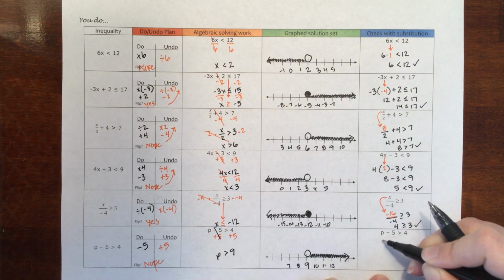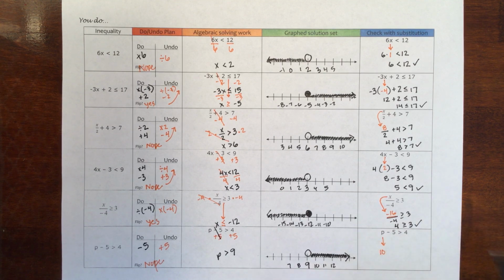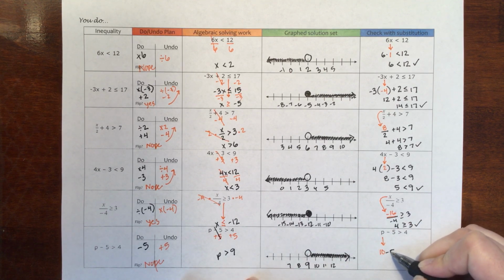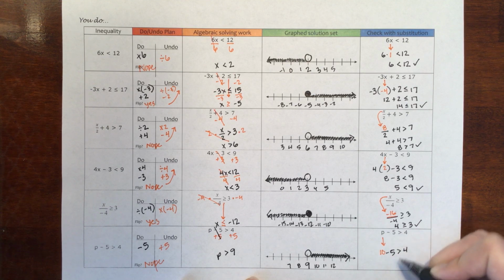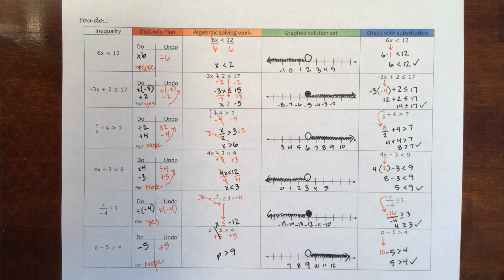And then I will simply pick 10 to do my checking with. 10 minus 5 is 5, and my statement is 5 is greater than 4. That is a true statement.